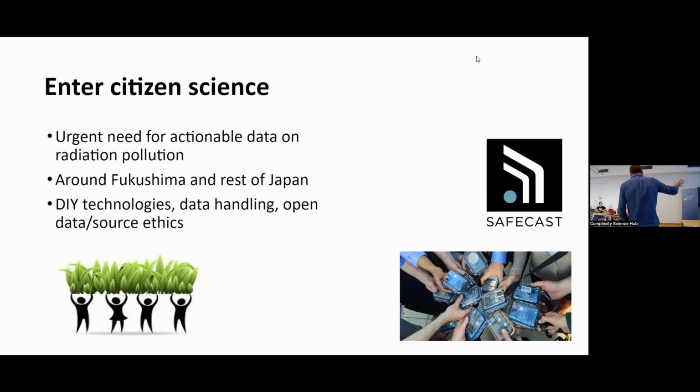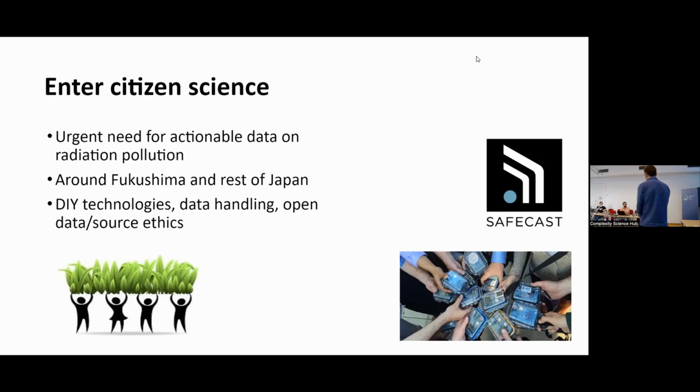What these groups did was respond to an urgent need to get actionable and reliable radiation data in the country. There was simply not enough information, and they wanted answers to basic questions. Where can I go? Which area should I avoid? Which food is contaminated? What is safe to eat? And of course, specifically in the Fukushima prefecture, but also outside of that area.